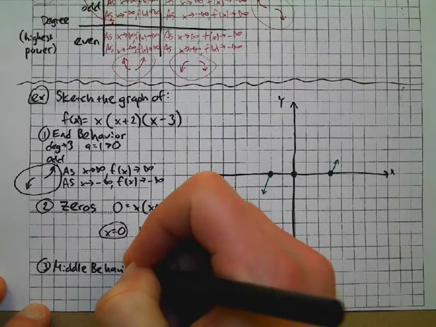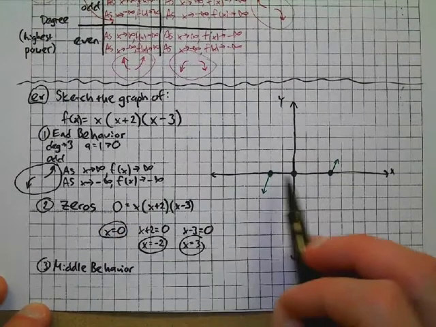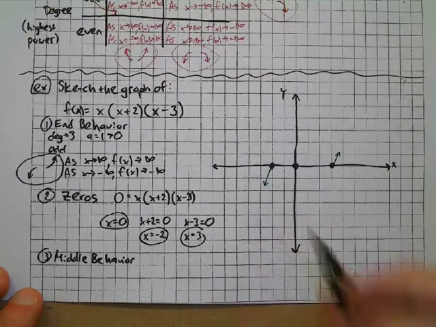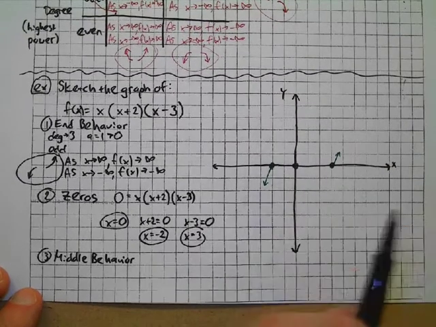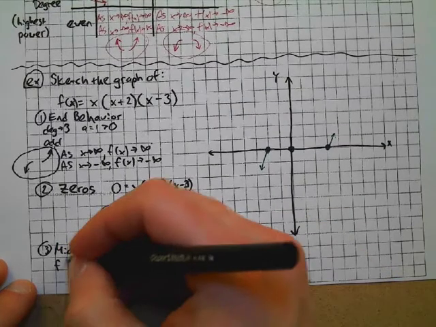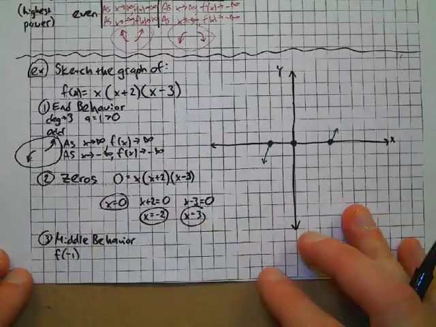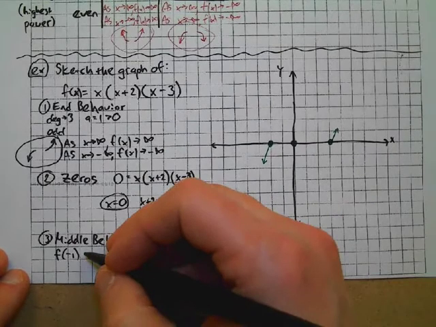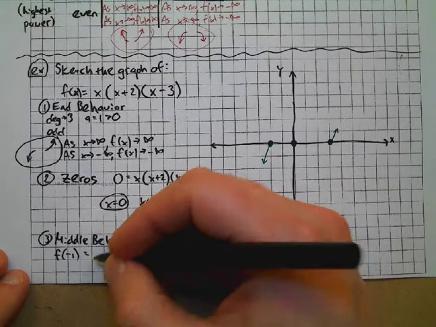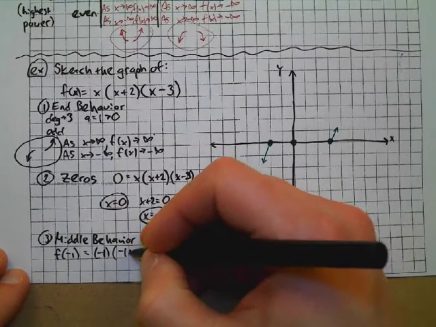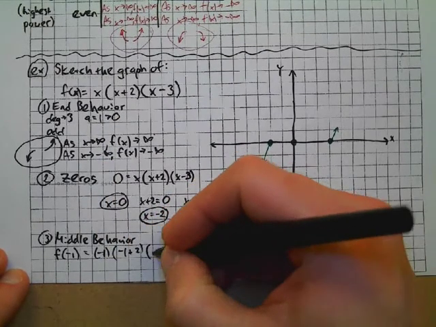Okay. What x value is between these 2 zeros here that we could use to help us? Yeah, negative 1. So let's plug in f of negative 1. So it'll be negative 1 into the function right here. So we have negative 1 times negative 1 plus 2 times negative 1 minus 3.